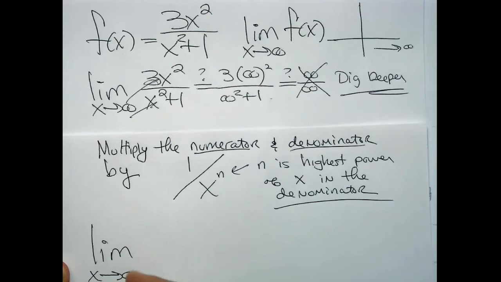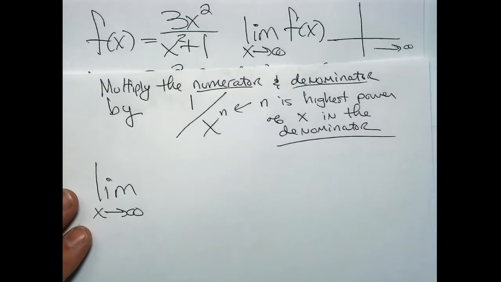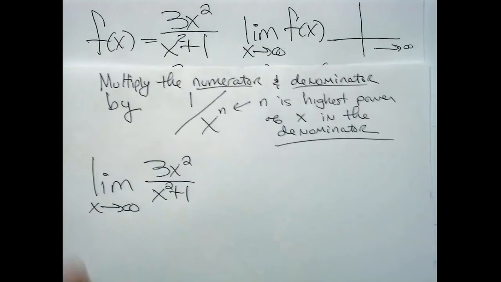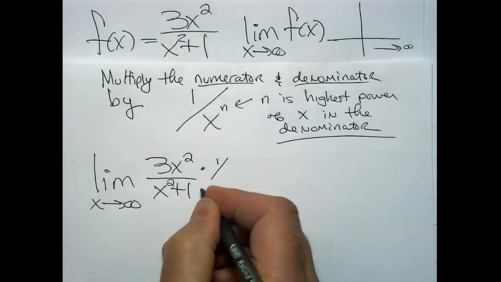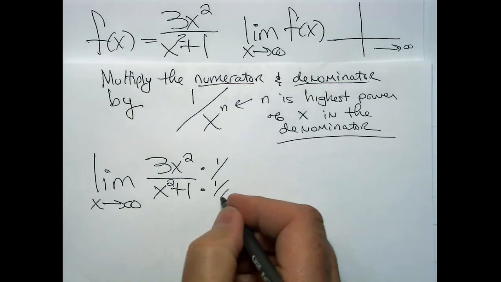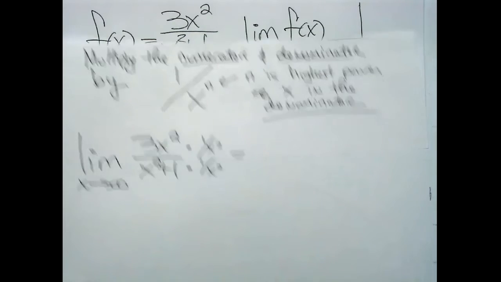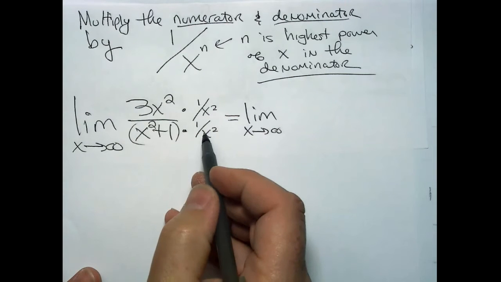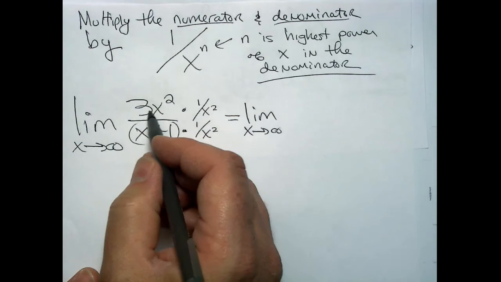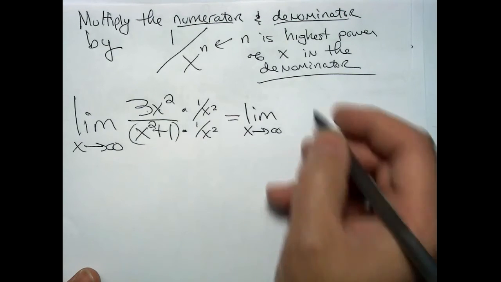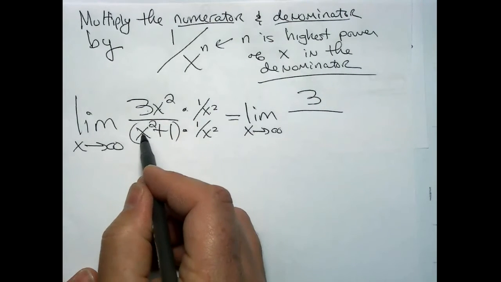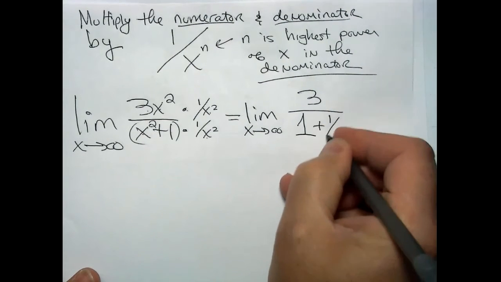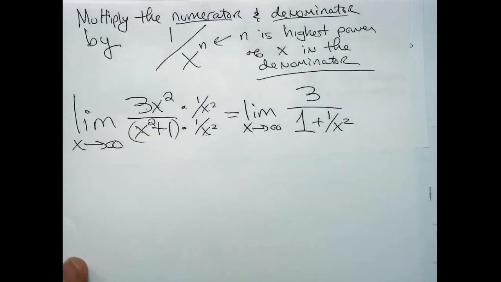The limit as x approaches infinity of this particular function to learn its end behavior. Multiply by 1 over the highest power of x in the denominator, which happens to be x squared. So you do get a new limit, which is the limit as x approaches infinity. Well, this is going to be a little distributive law here, but these two go together naturally. So 3x squared divided by x squared, that's just 3. On the bottom, I have x squared divided by x squared, that's just 1. And here I have 1 over x squared.